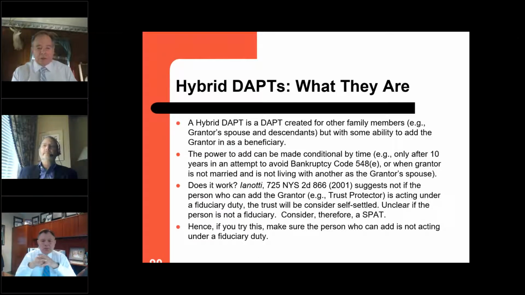Now, if you're going to use this hybrid strategy, do what Marty has done: put in an independent person like Bob Keebler, not in a fiduciary capacity, not as a trust protector with a fiduciary capacity to add you back in. But the Ionati case doesn't tell us that if you don't have a fiduciary, you're okay. I could see a court determining it's still a self-settled trust because you could be added back in, subject to claims of creditors and denying of government benefits, for example, if the person involved wants to get something like Medicare.